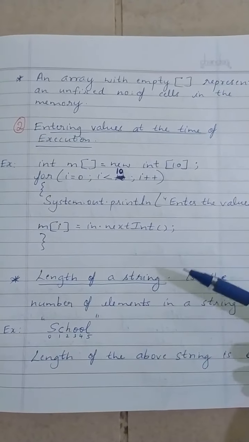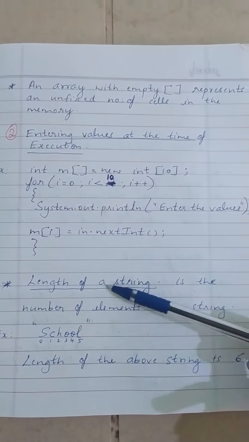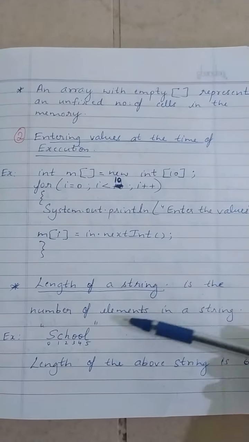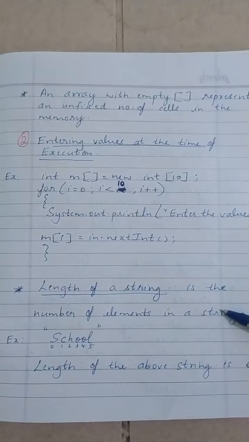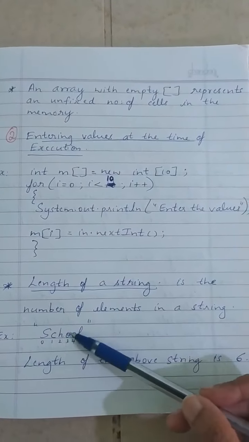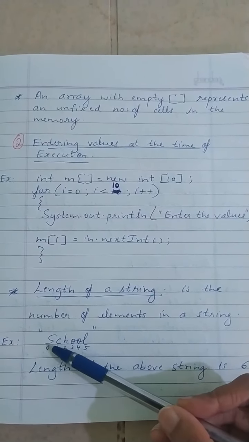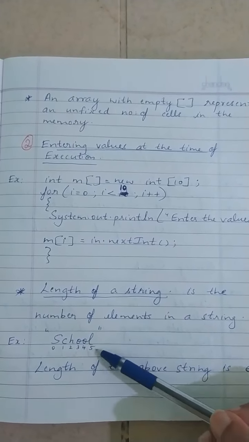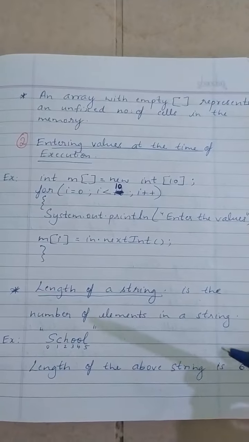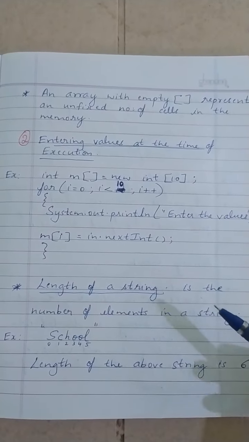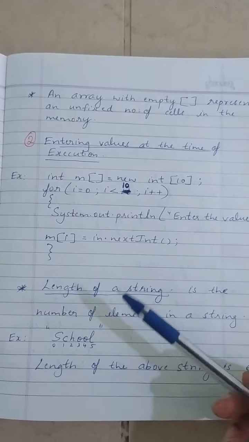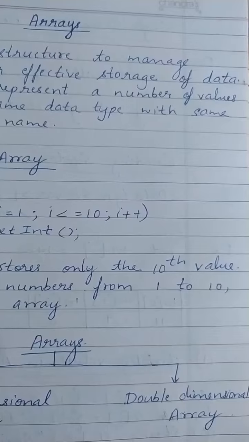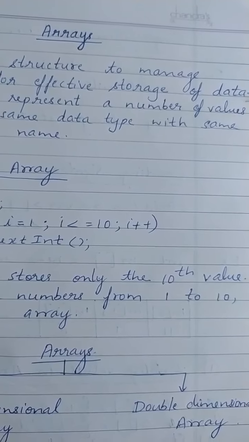And remember this concept, if you want to find the length of a string, there is a function called length. It is used to find the number of elements in an array. If we take this example, school, you have to start from 0. So how many elements are there? 6 elements are there. Okay, and remember, space is also counted. Any character that is enclosed inside the double quotes will be counted. So this is all about single dimensional arrays.